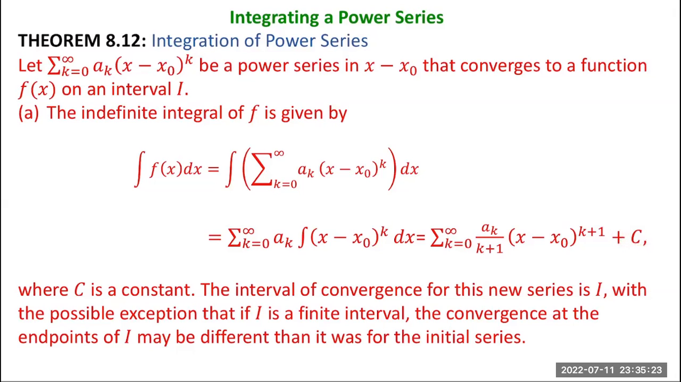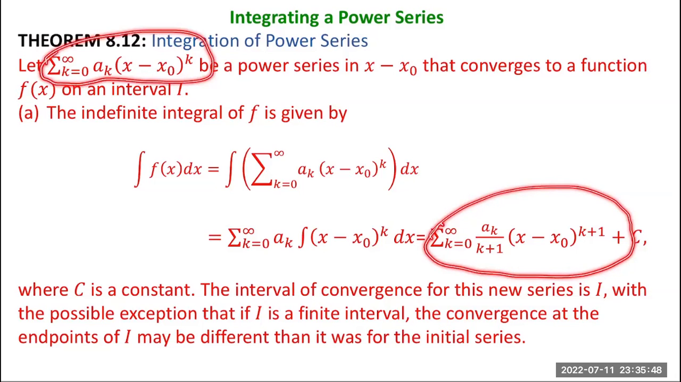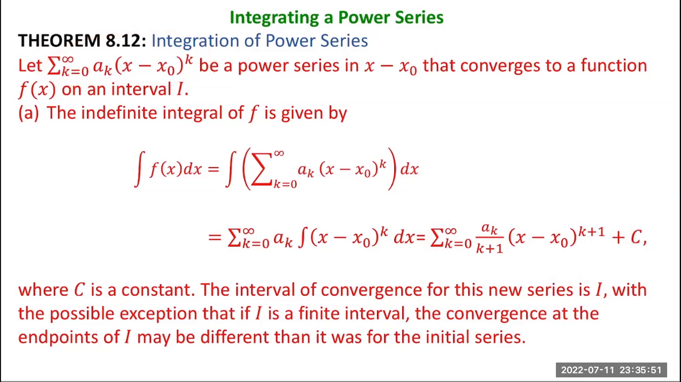And then here is what we can say about the interval of convergence. We can say a similar thing as in the derivative case. The interval of convergence for this new series is I, with the possible exception that if I is a finite interval, the convergence at the endpoints of I may be different than it was for the initial series. The convergence of this new series at the endpoints may be different from the convergence at the endpoints of the original series. So you always have to check the endpoints for the new series. All right, let's look at an example to understand this theorem better.